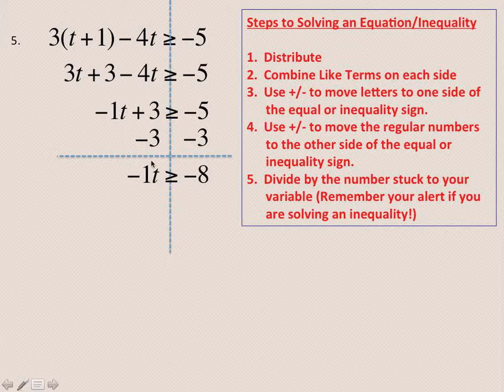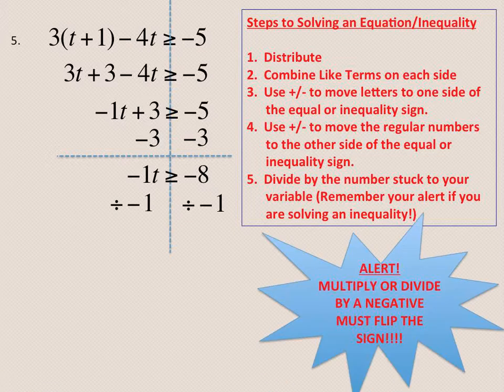That t is not all by itself. That's negative 1t. So the last thing I always do is divide by the number stuck to the letter. Divide by negative 1. As soon as I divide by negative, alert, alert, alert, flip the sign around. So t is less than or equal to positive 8 because negative 8 divided by negative 1 is positive 8. I had to flip this sign around because I divided by negative. That's my alert. Alert, alert. Multiply or divide by negative, flip the sign.